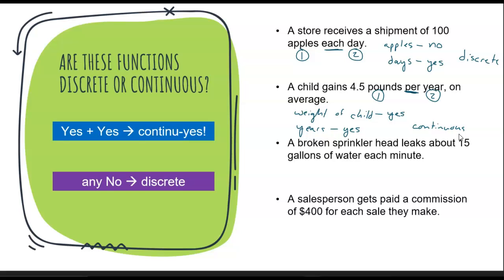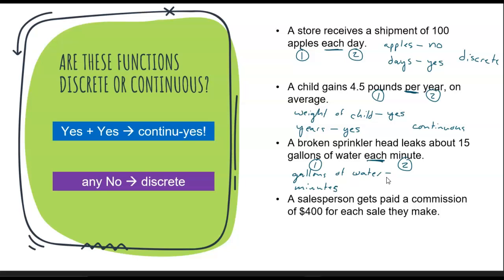Next one, a broken sprinkler head leaks about 15 gallons of water each minute. What two things are we measuring? There's our each word. So on one side, we have gallons of water. Other side, we have minutes. Those are the two things we're measuring, water and minutes.